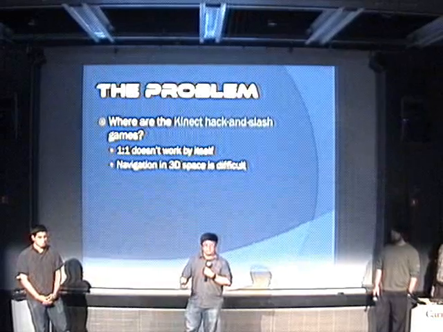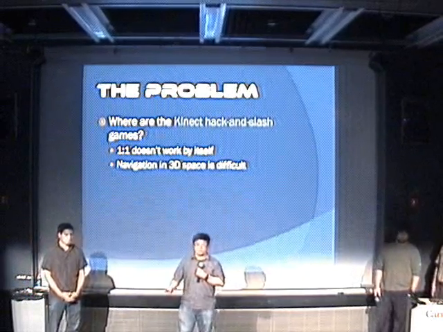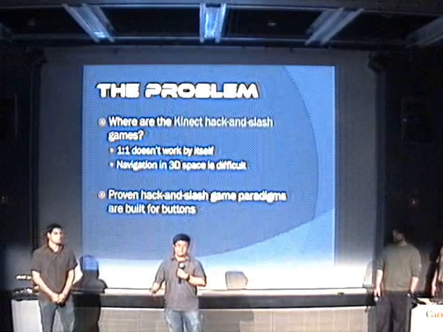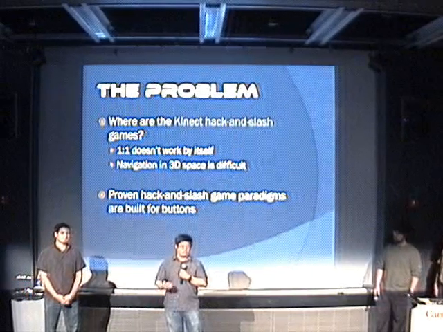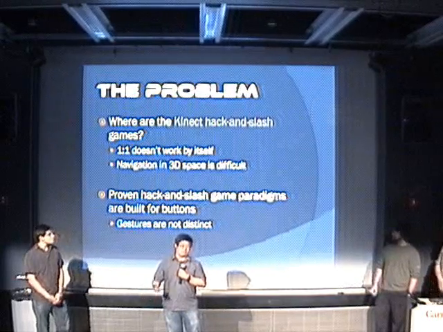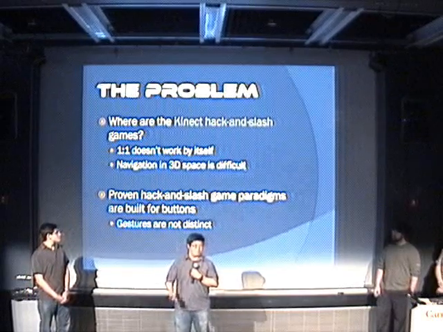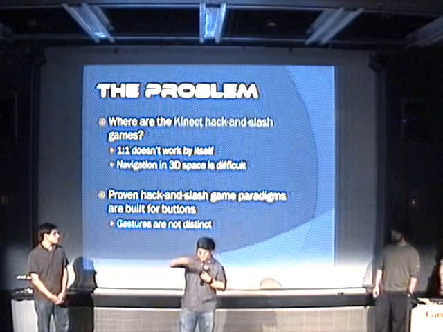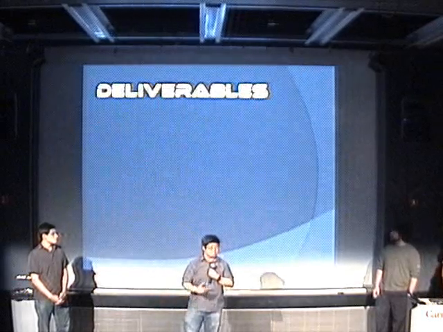One of the problems that we're trying to address is that there are currently not really any hack and slash games on the Kinect, because one-to-one motion control doesn't really work by itself for this sort of game. Navigation in 3D space is very difficult, and being able to position yourself is a core part of this sort of game. Most proven hack and slash game mechanics are designed for buttons, which are a discrete input device, and gestures, which is what the Kinect reads, are not discrete. They're very ambiguous, and telling one person to do a horizontal swing of their arms could result in anything from this to the wee waggle that you sometimes see.